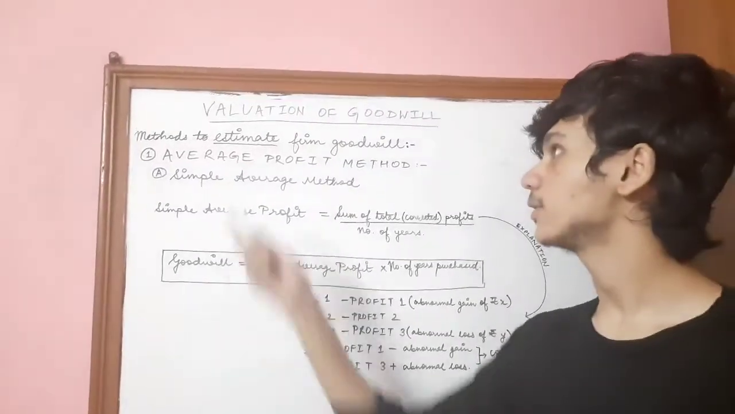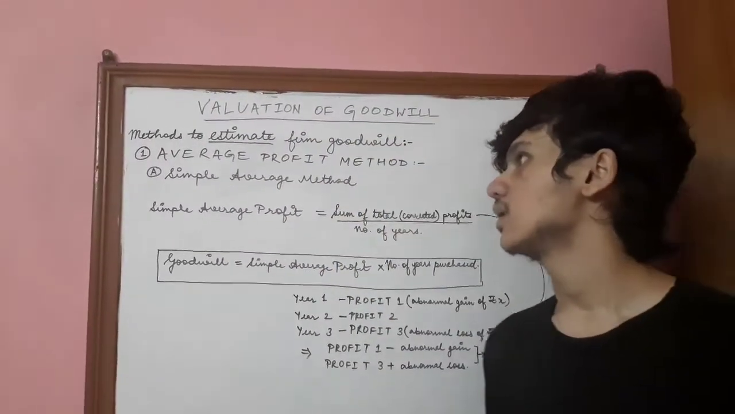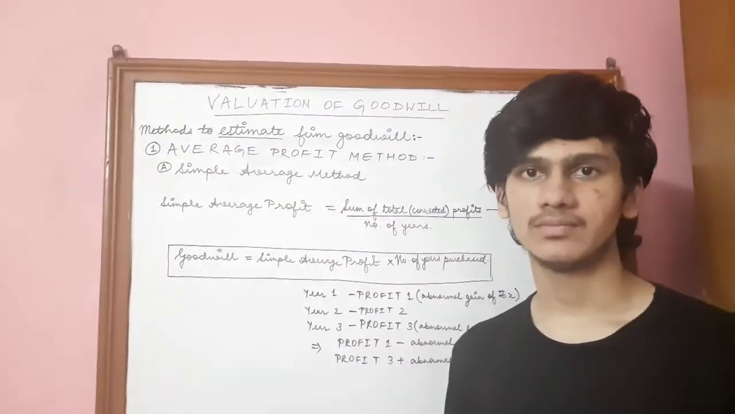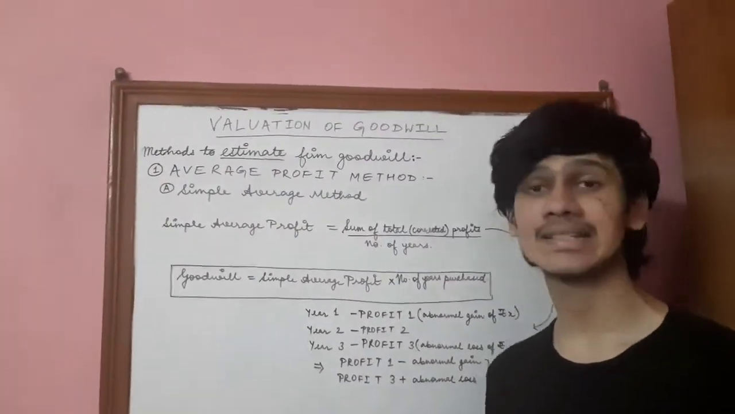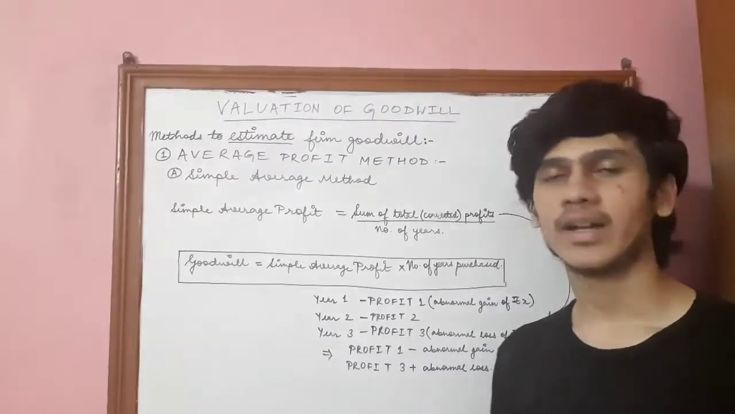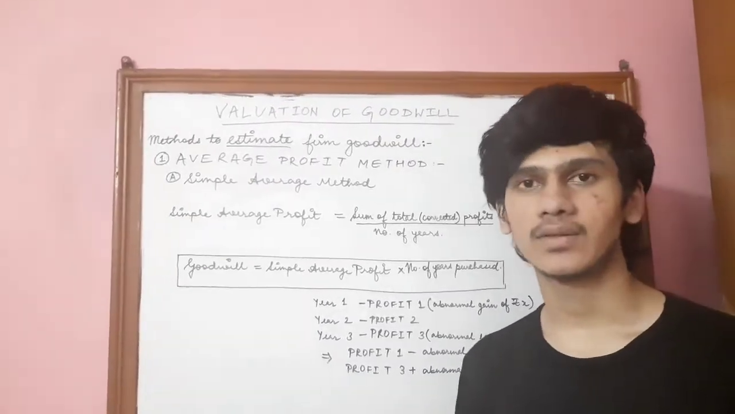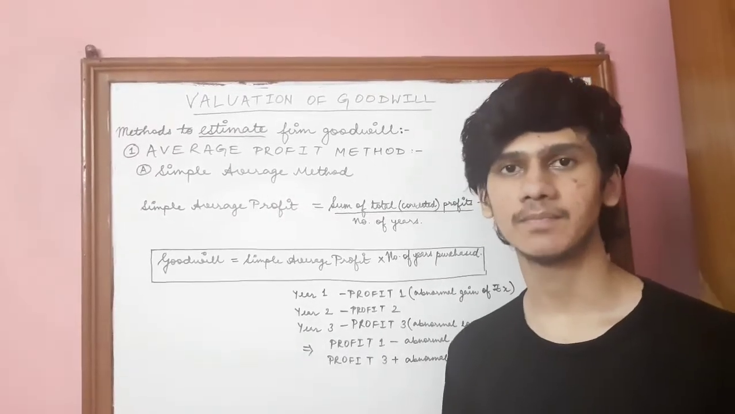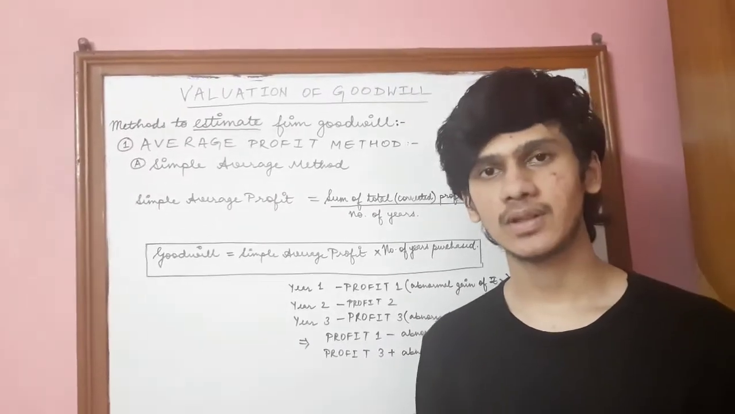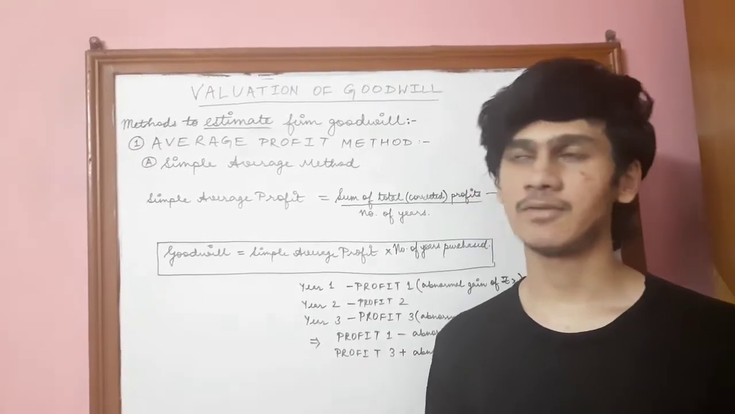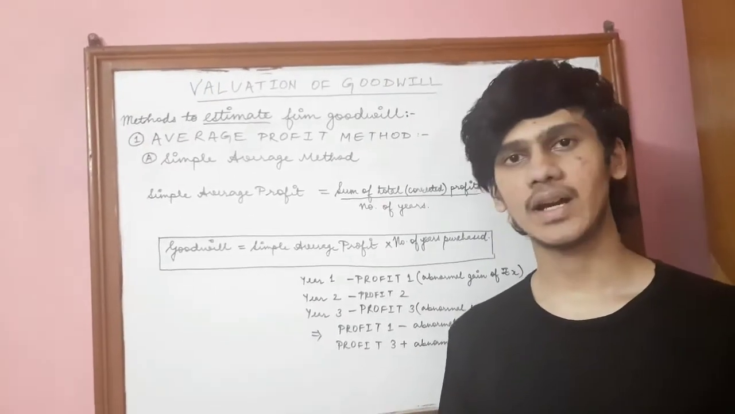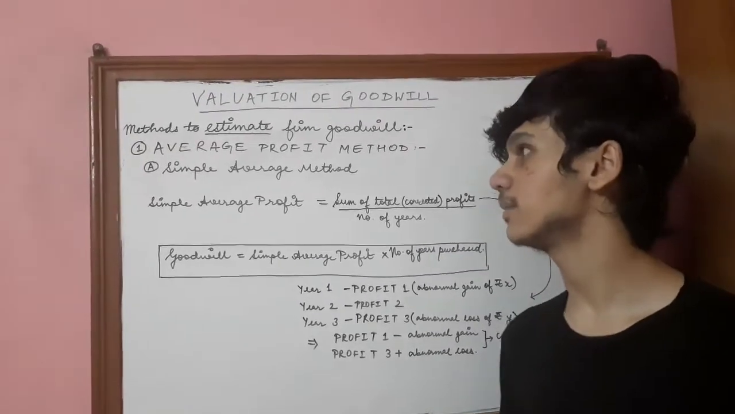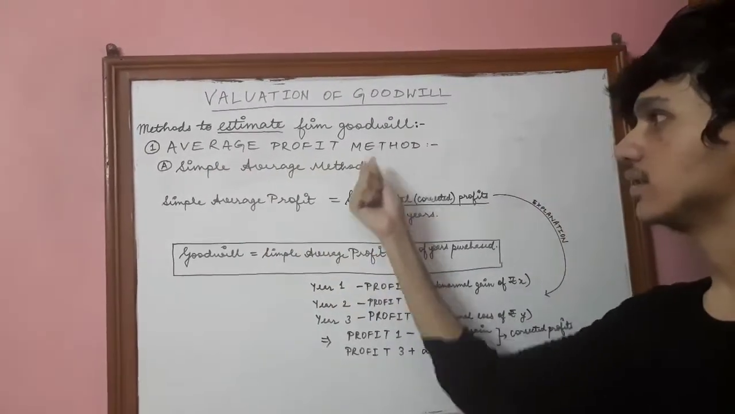Coming to the point of the valuation of goodwill. There are three methods to estimate the value of goodwill. Because it is an estimation, we don't record it in the books of accounts. However, in some situations some firms decide to record it. If it is purchased goodwill, it is preferred to be recorded. If it is not, then it is adjusted someday or the other. The first method of them is average profit method.